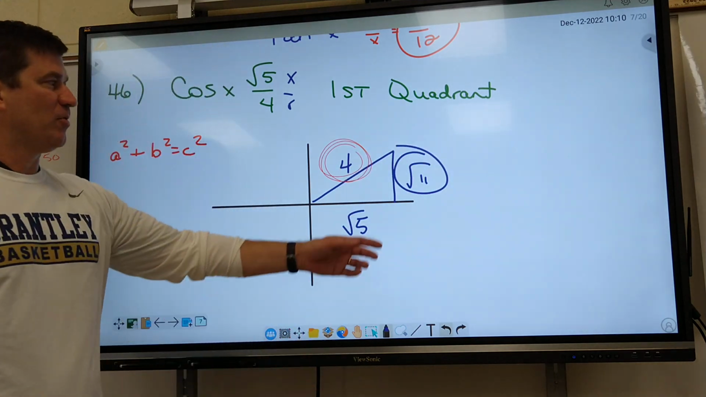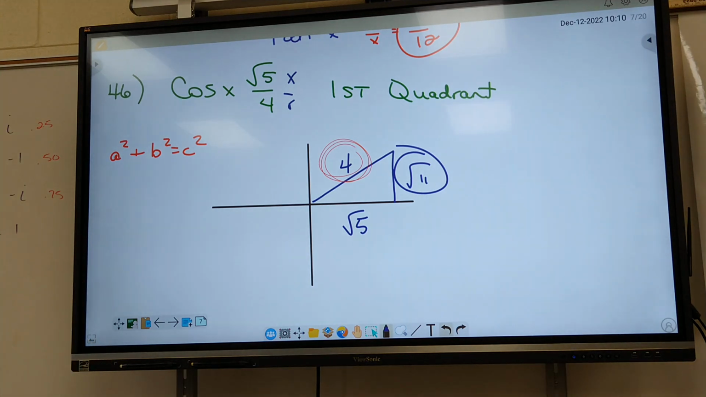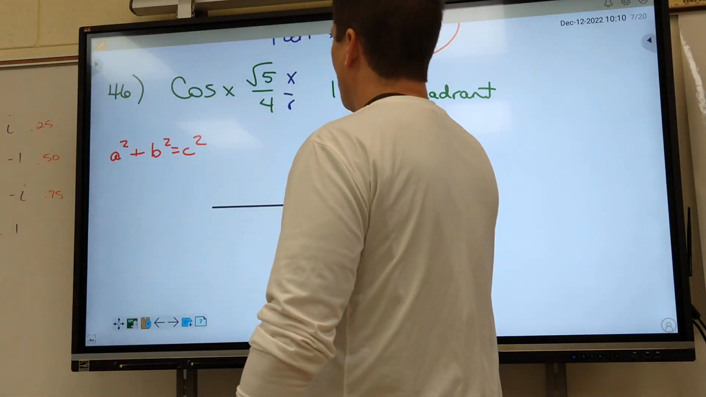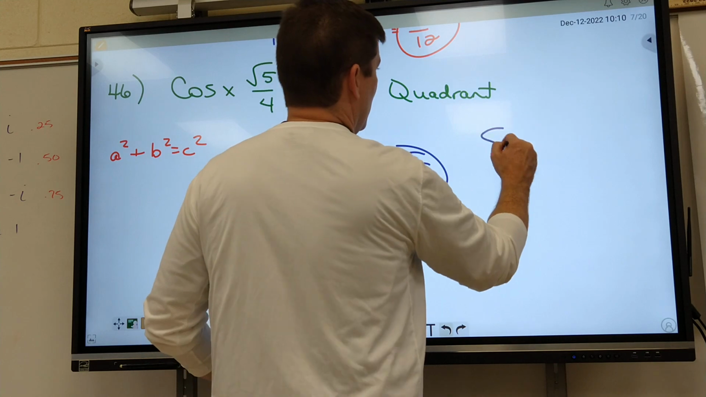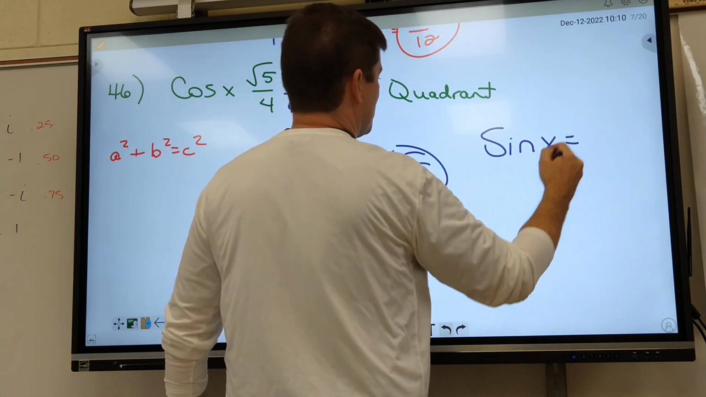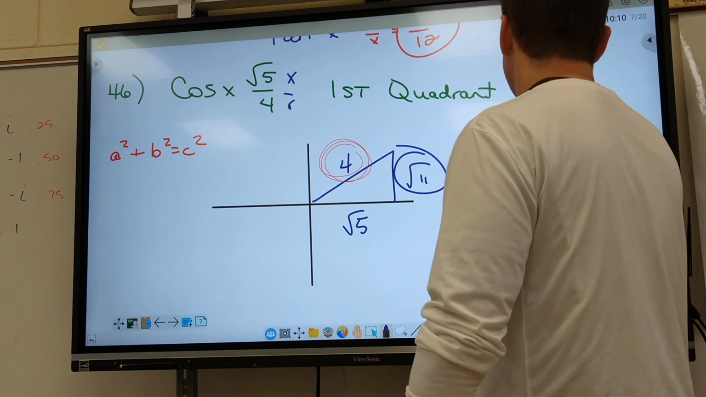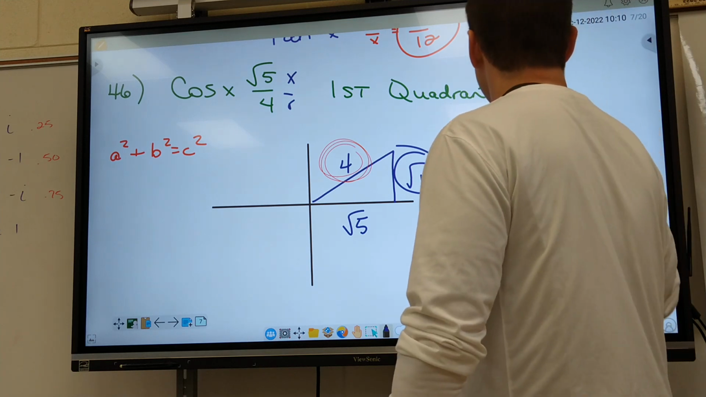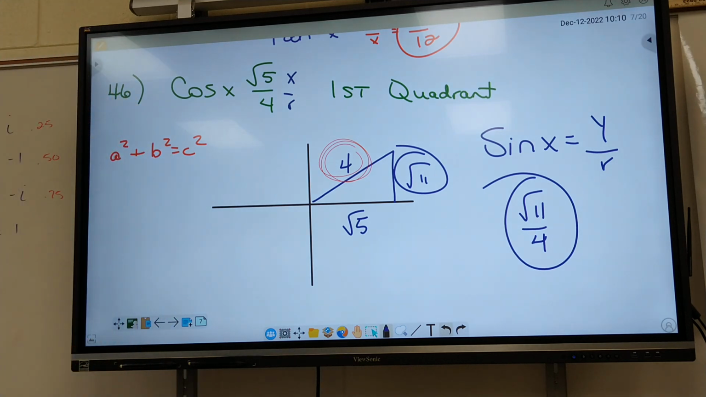That's probably how I'm going to leave it on the final too. All right? Sine would be Y over R. Yeah, sine would be root 11 over 4. Is that what it's asking? I didn't even look. Okay, it's asking that. They're asking what is sine x. That formula, Y on top, R on the bottom. So yeah, it's root 11 over 4. Okay. All right, so we're skipping the last 7.